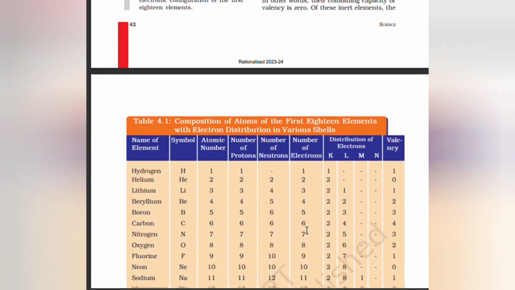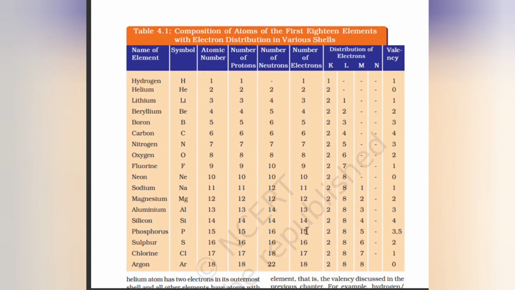Here is the table of composition of atoms in the first 18 elements with electron distribution in various shells. Name of element hydrogen, symbol H, atomic number 1, number of protons 1, number of neutrons nil, number of electrons 1, distribution K shell 1 electron, valency 1. Helium He, atomic number 2, number of protons 2, number of neutrons 2, number of electrons 2, distribution K shell 2, valency 0. Lithium Li, atomic number 3, number of protons 3, number of neutrons 4, number of electrons 3, distributed in the valence shell K shell 2, L shell 1, valency 1.